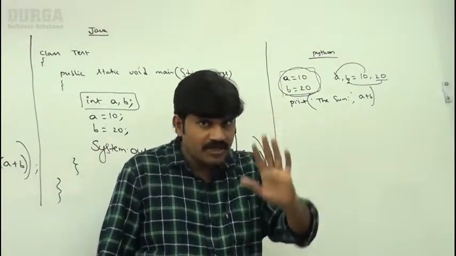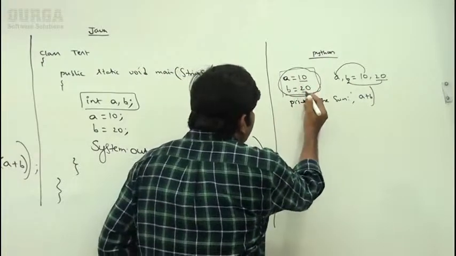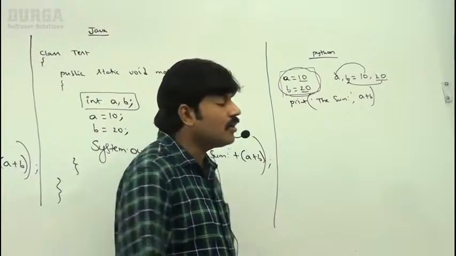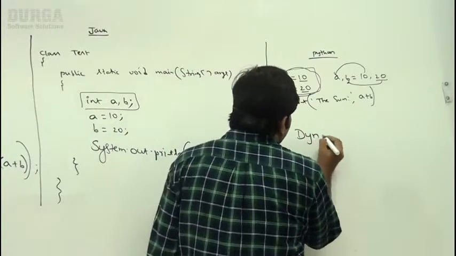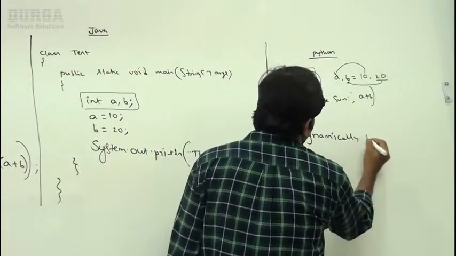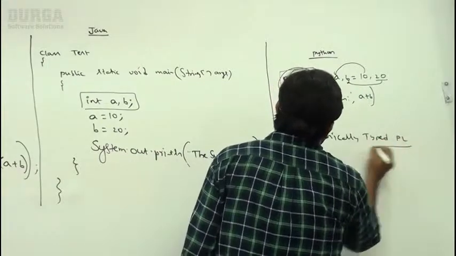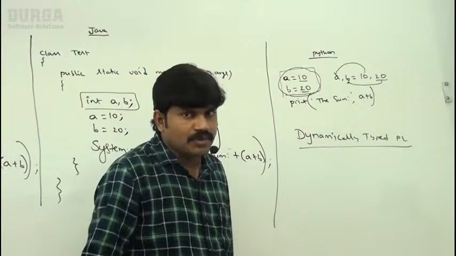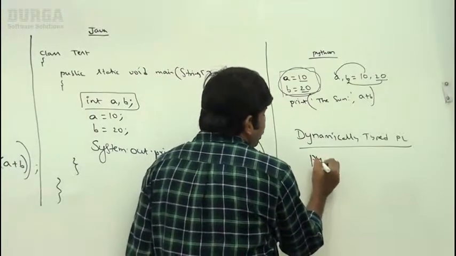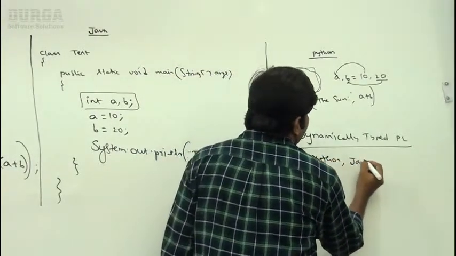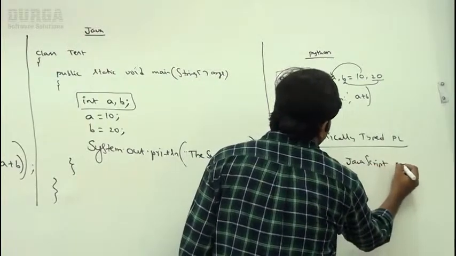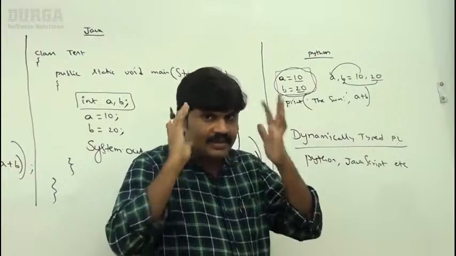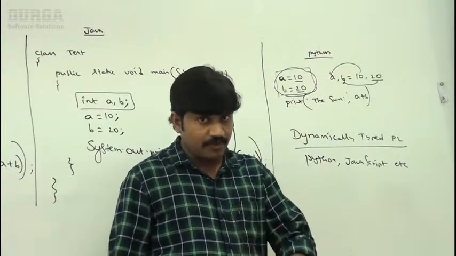So in Python, we are not required to declare the type explicitly. Based on your provided value, the type will automatically be considered by default. This type of programming language is called what? A dynamically typed programming language. Can you please give an example? Which are dynamically typed programming languages? The best examples are Python, JavaScript, etc. Multiple languages, right? So type declaration headaches are not there in Python.